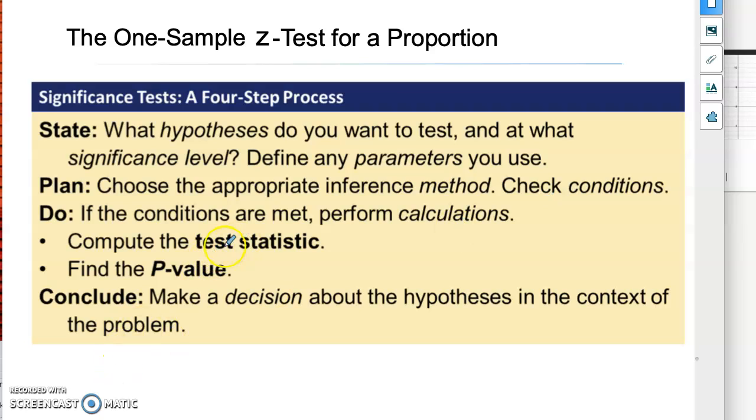If the conditions are met, perform the calculations. We did that, the z-statistic, the p-value. If you're using the calculator, you can just say, I'm using on the calculator one prop z-test, define what you put in, and then make sure to list this and this. Okay? Make a decision about the hypotheses in the context of the problem. So make a full statement that says we either reject or fail to reject the null hypothesis that the shooter is not an 80% free throw shooter, that he shoots less than 80%, because our p-value of 0.0023 is less than our significance level of 0.05.